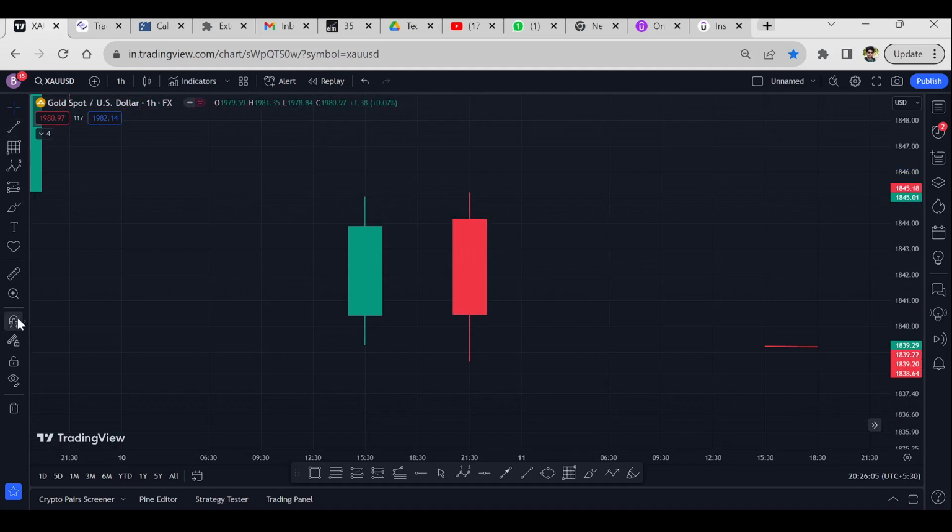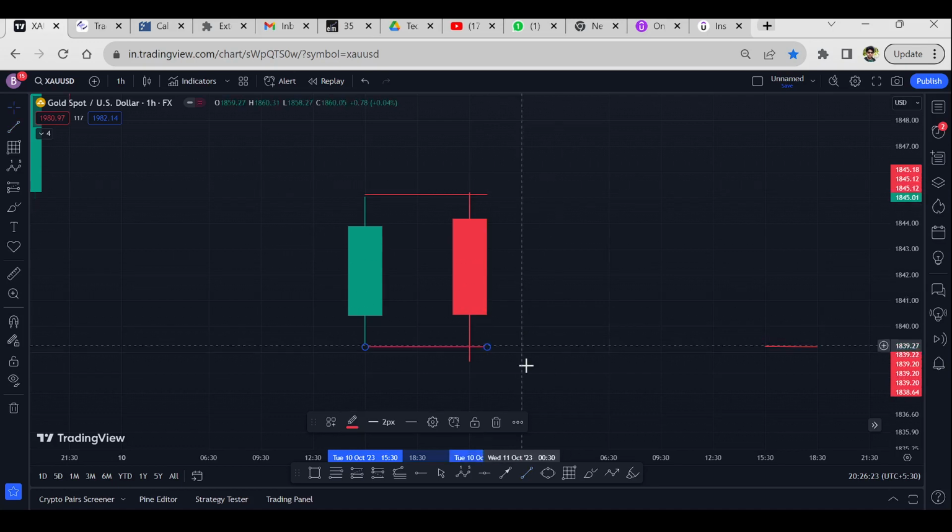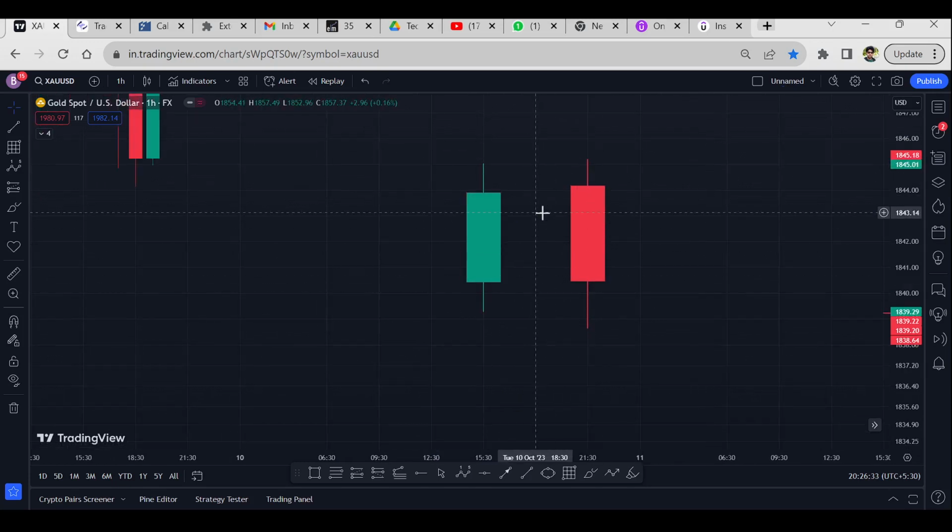One more thing is you can use this magnet tool and draw a line like this. If you press the shift button, it will give you a straight line instead of a cross line. It will be horizontal. If you want to draw vertically, you can do the same thing. So let's say the candle has opened here, set a high point here and closed here, that is the high and low.